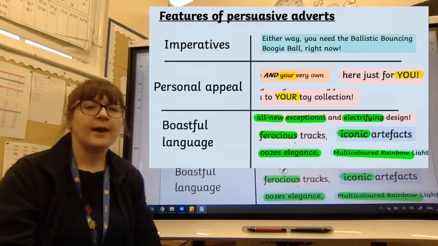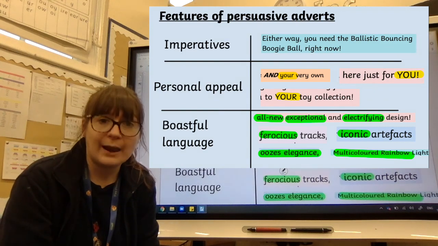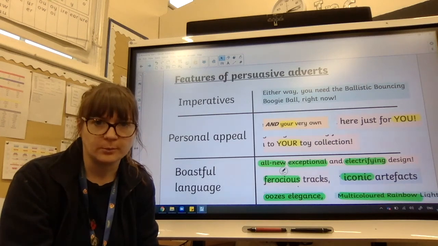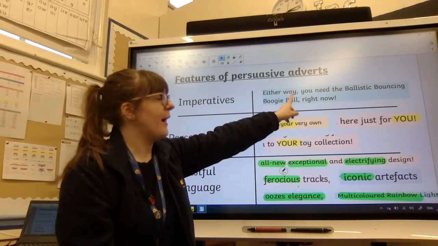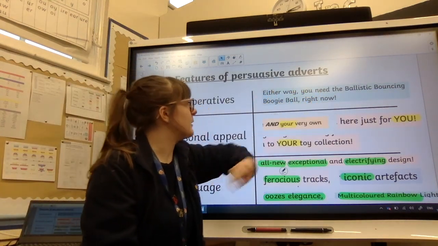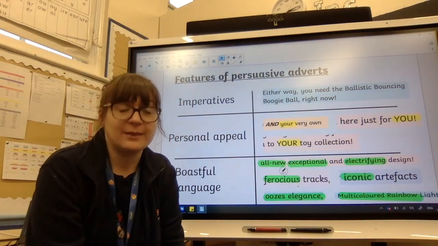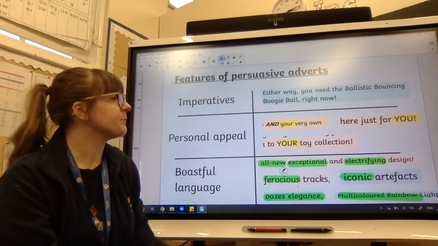The next thing I noticed was there were a lot of imperatives. Now remember, imperatives are bossy verbs and they're telling you to do something. My example that I found was, you need the ballistic bouncing boogie ball right now. It's telling you, it's being bossy. And there were lots of them in our adverts.